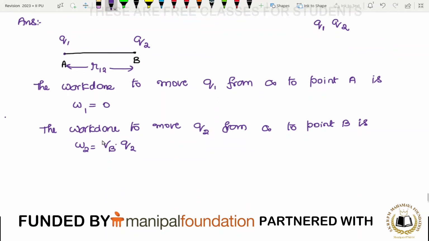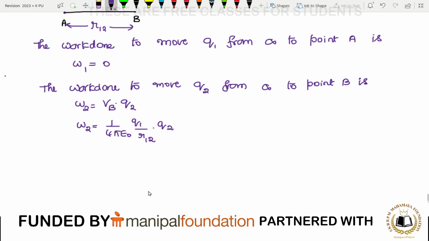So VB is the potential at B due to which charge? Q1. So what is that value? 1 by 4 pi epsilon naught Q1 divided by distance R12, into Q2. So W2 is 1 by 4 pi epsilon naught Q1 into Q2 divided by R12. What is VB? VB is 1 by 4 pi epsilon naught Q1 divided by R12.